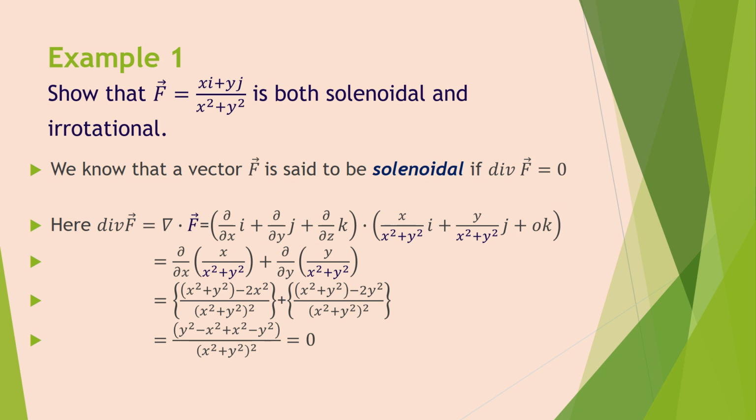So adding, we get 0 in the numerator, so this is equal to 0. So the divergence of vector f we get as 0. So we call f solenoidal.